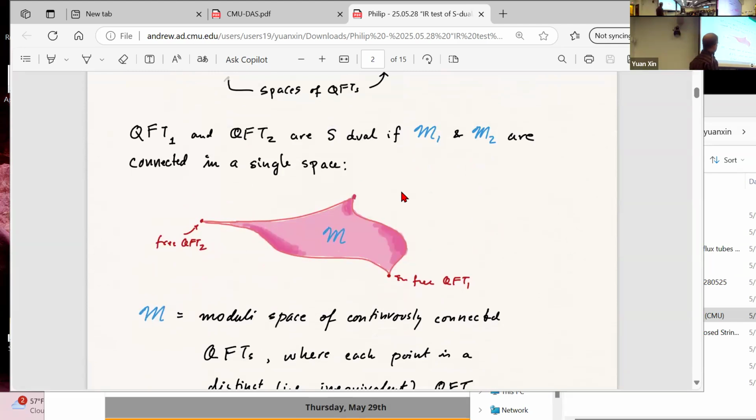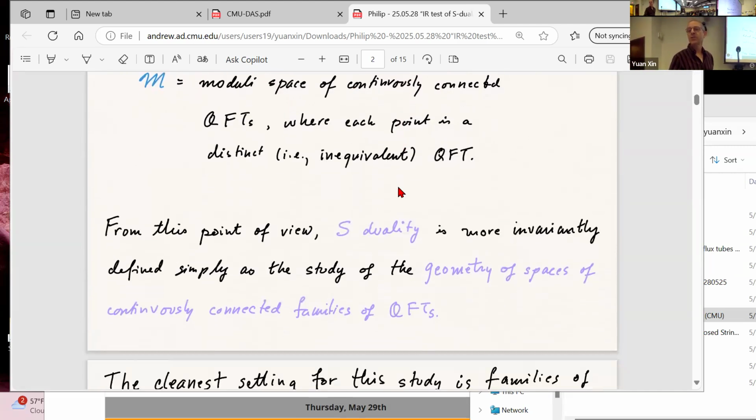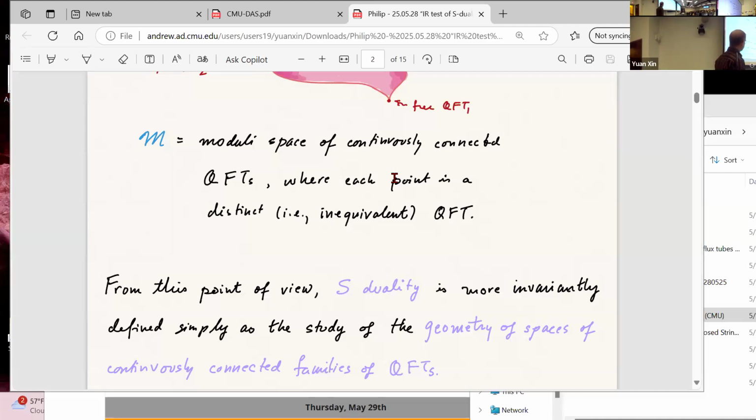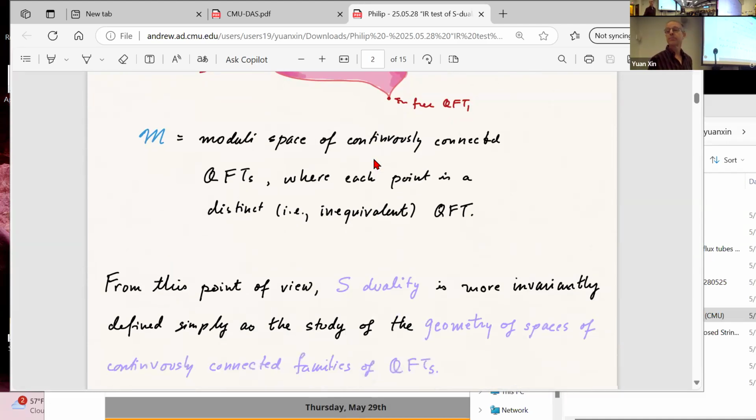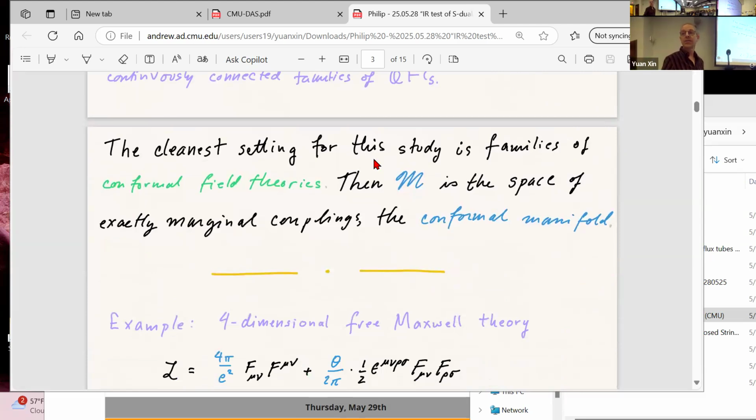So that's the intrinsic notion of S-duality. Two quantum field theories, and let's again start with free quantum field theories, are S-dual if they can be connected continuously in their space of couplings. So from this point of view, S-duality is just defined as the geometry of spaces of continuously connected families. The predictions of S-duality are: what are these funny manifolds that are called M here, and what are their shapes, what's their geometry, and so forth. The cleanest setting for this study is in families of conformal field theories, in which case M is the space of exactly marginal couplings, also known as the conformal manifold. So I'm going to rephrase S-duality conjectures as a statement about what the conformal manifolds of a set of theories are.